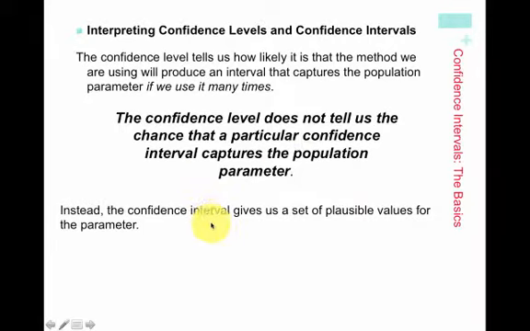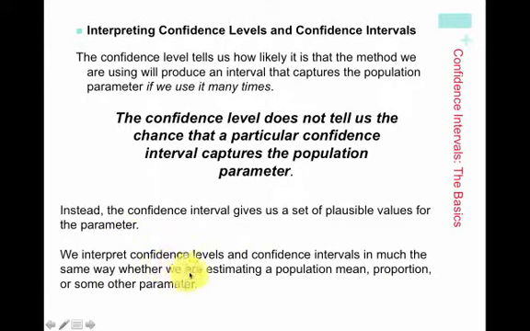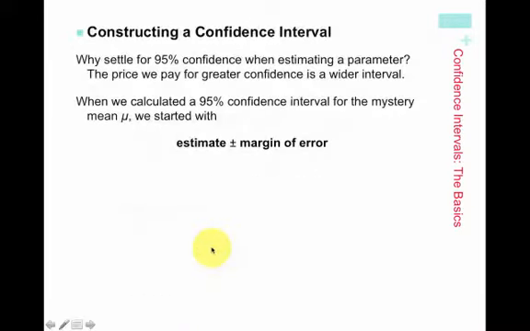Instead, what the confidence interval does is give us a set of plausible values for the parameter. And whether we're estimating population means or proportions or standard deviations or any other population parameters, we're going to proceed through this method in the same way for all of them. And so how do we do it?